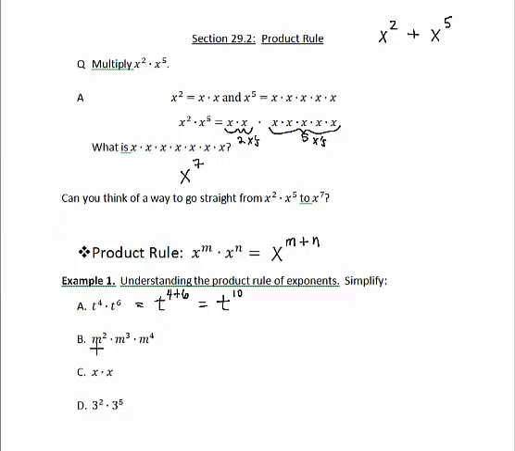This also applies to several instances of the same variable with different exponents, but they must be multiplied. So this is m squared times m to the third times m to the fourth. So if there's multiplication and the bases are the same, we can condense it to one instance of the variable and add up the exponents. 2 plus 3 is 5, plus 4 is 9.